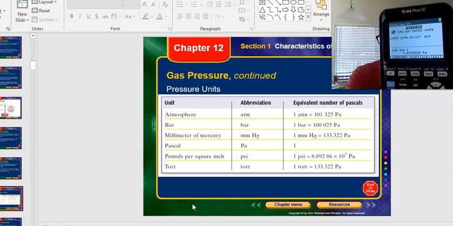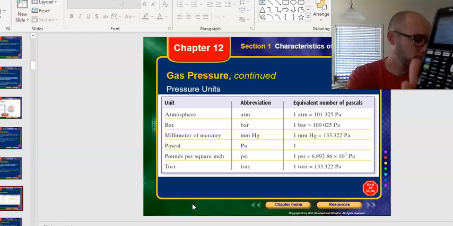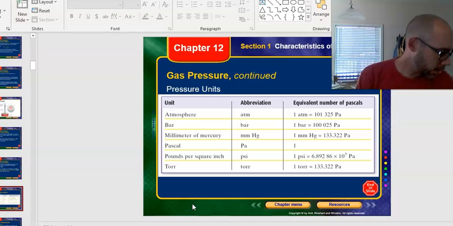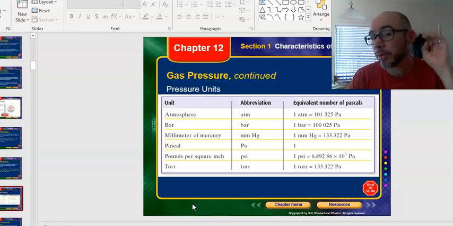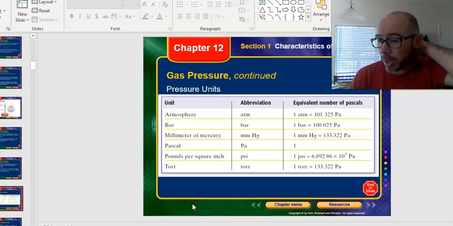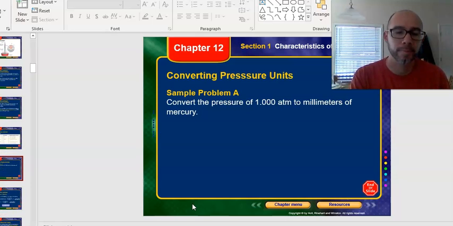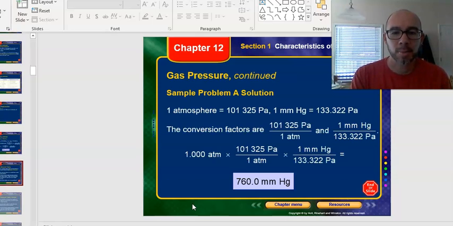Yep, that's the same number we got there in the book. Just use your calculator as you're doing sample problem A types of problems. I asked you to do numbers 1 through 4 on page 421. Just use your science tools on your graphing calculator. Okay? You're welcome.